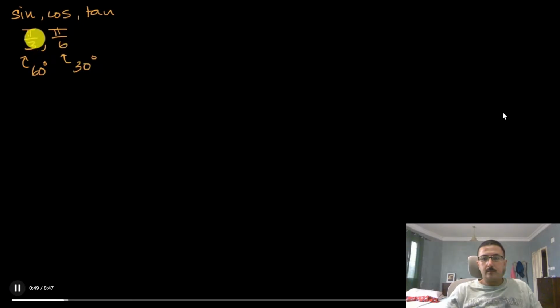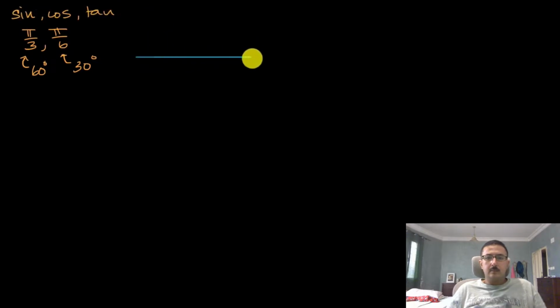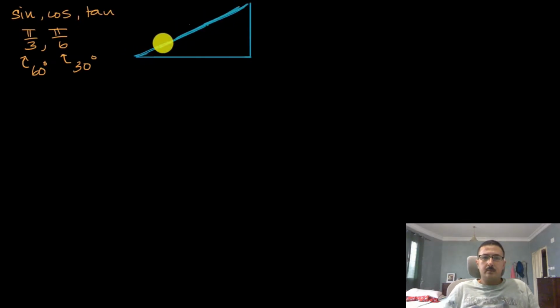pi over 3, pi over 2 triangles. And so let me just draw one, because this is going to be really helpful in establishing these trig functions using the unit circle definition. So let me draw a triangle here. It's hand drawn, so it's not as neat as it could be.